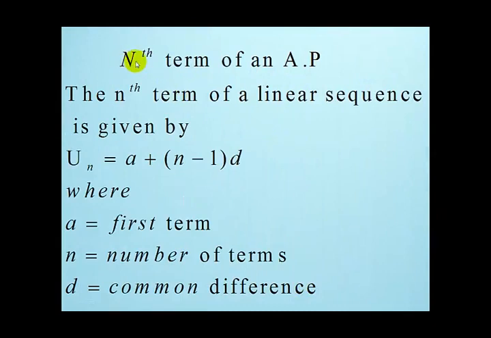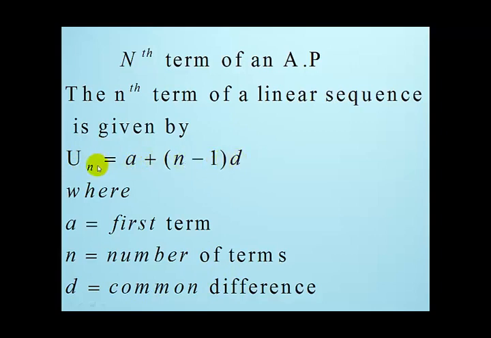Now, let's consider the nth term of an AP, that is the linear sequence. The nth term of an AP is given by U subscript n is equal to A plus (n minus 1)D, where A is the first term of the sequence, n is the number of terms of the sequence, and D is the common difference. So the nth term of a linear sequence is given by Un equals A plus (n minus 1)D.